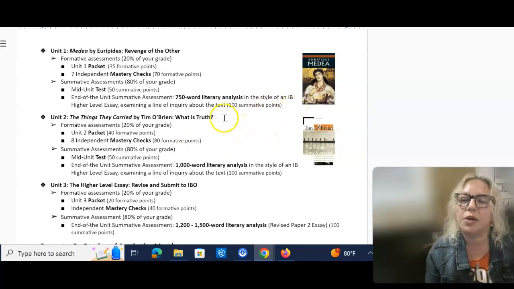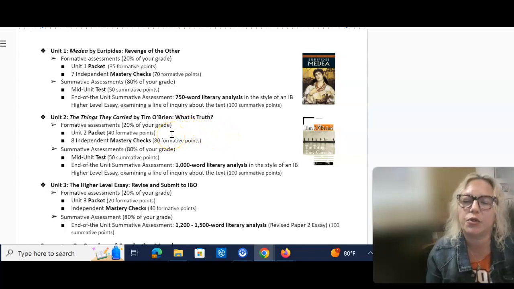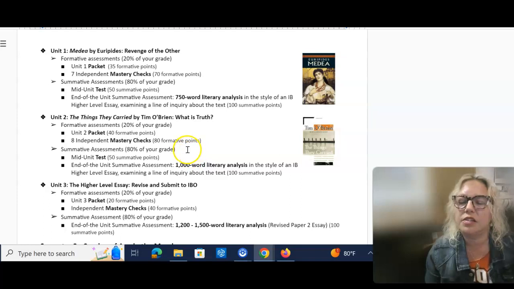Unit 2, The Things They Carried by Tim O'Brien, What is Truth? Formative assessments are again with 20%, and they are a packet, this time worth 40 points, and 8 mastery checks worth 80 points. And the summative assessments, once again, we have a mid-unit test and an end-of-the-unit summative assessment. And you can see that this summative assessment is a little bit longer. So the first time we write a higher level essay is going to be a 750-word essay, and then the second time is 1,000 words.